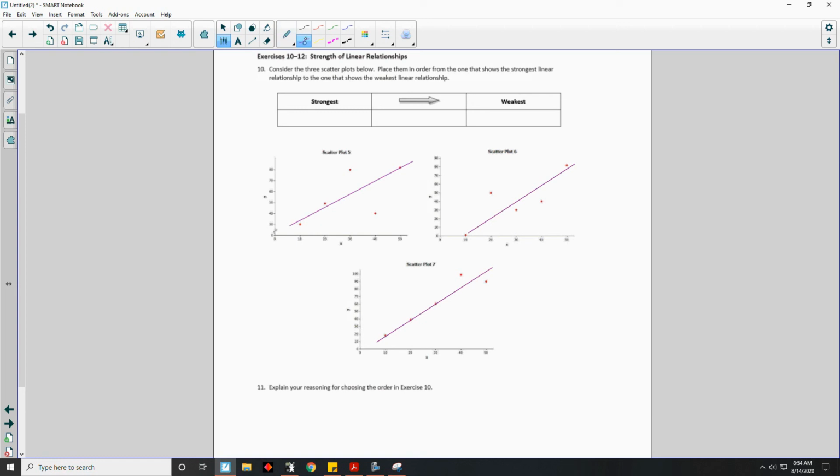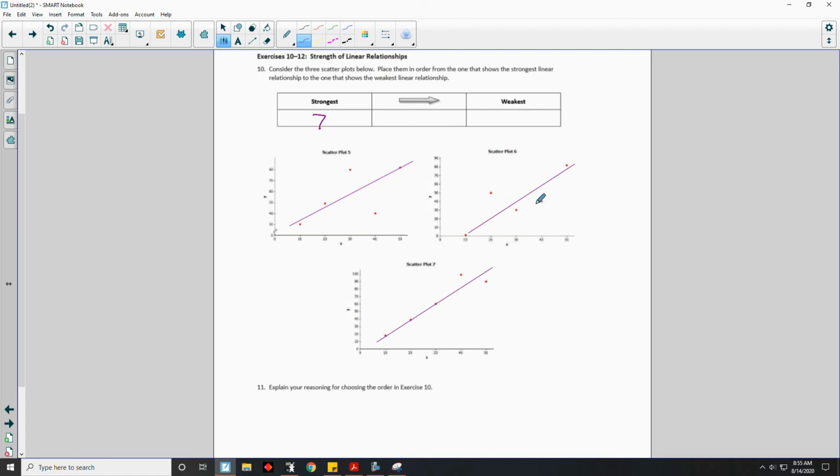Which one has the strongest linear relationship? In other words, which one has points that are closest to the line? And I would say scatter plot 7. And then to the weakest. So I would skip the middle one and I'd go right to the weakest.